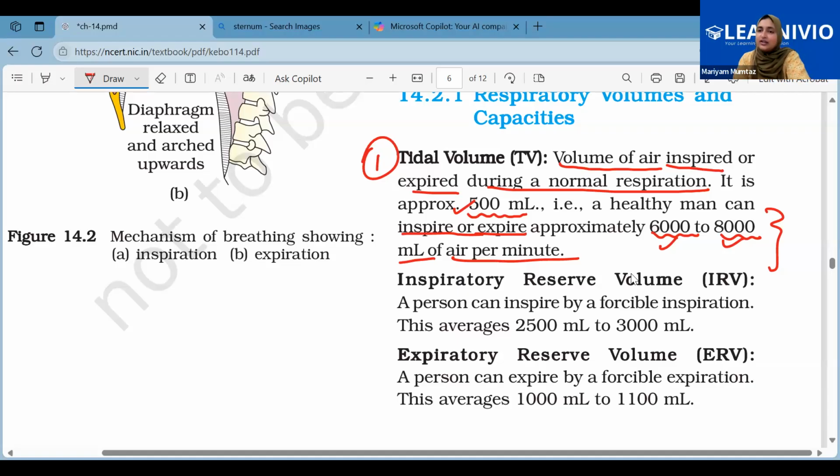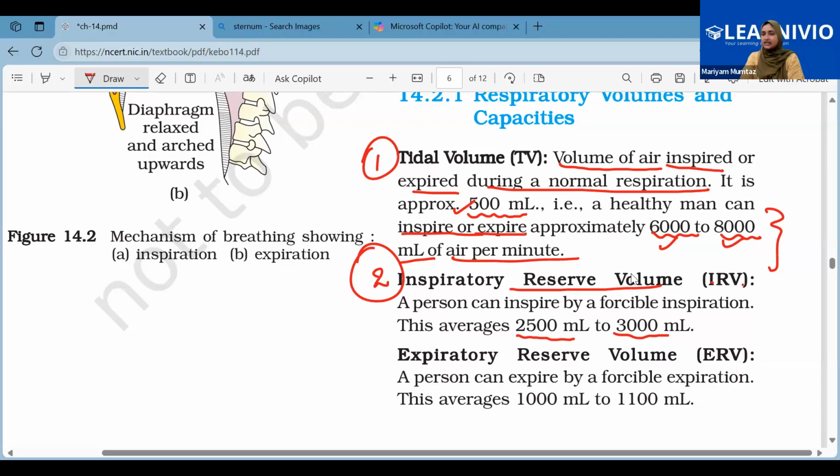So tidal volume is the volume of air that you breathe in and breathe out normally, when you are just sitting and breathing. Then comes the second kind of volume, inspiratory reserve volume, IRV. This is when you take a forcible inspiration, a deep breath in. How much air can you take in during a forced inspiration? That is around 2,500 to 3,000 milliliters of air.